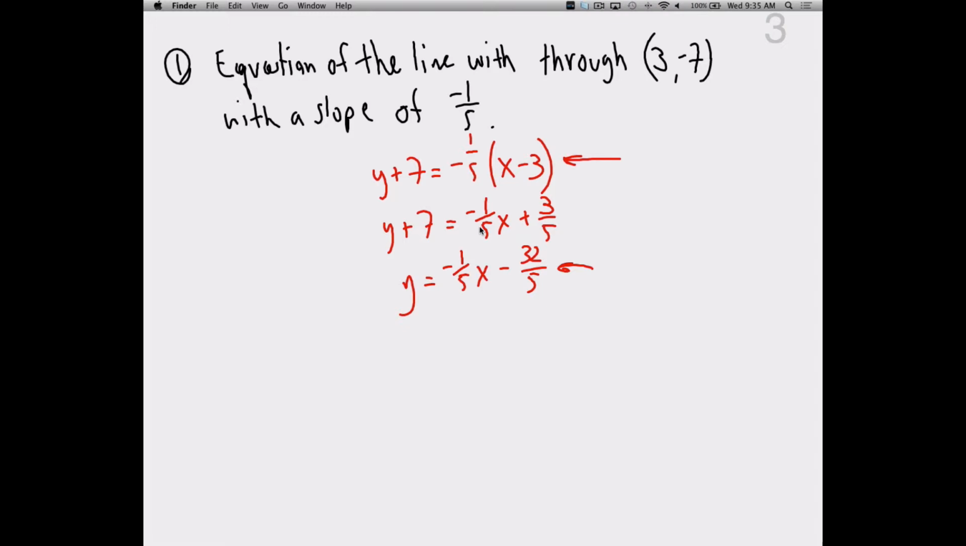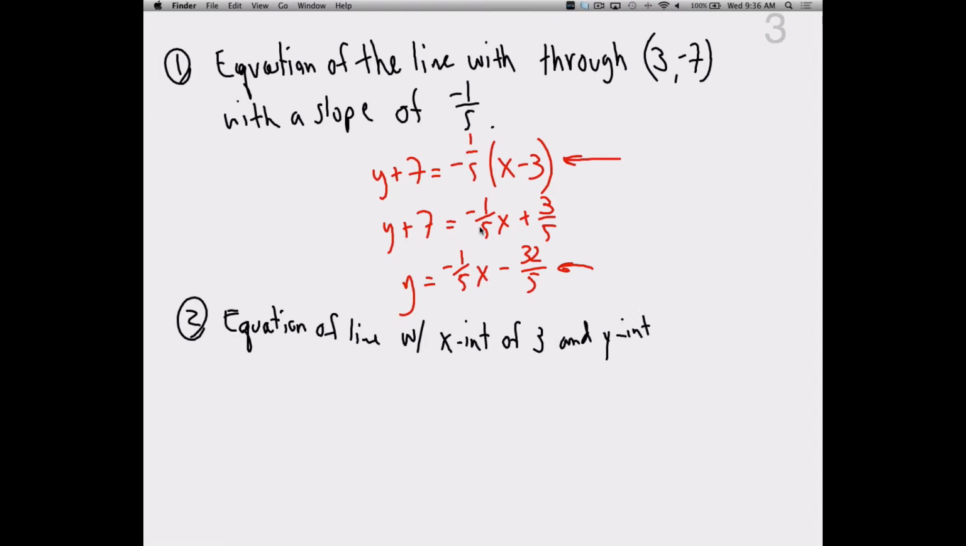Number 2. What's the equation of the line with an x-intercept of 3 and a y-intercept of 8?